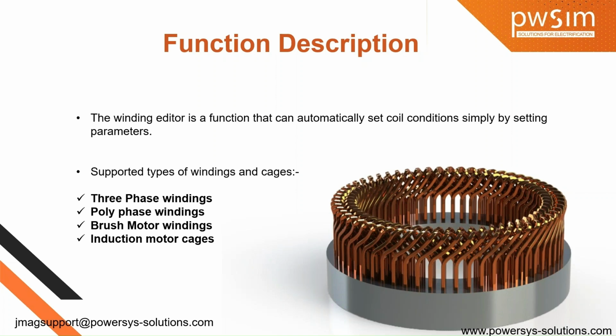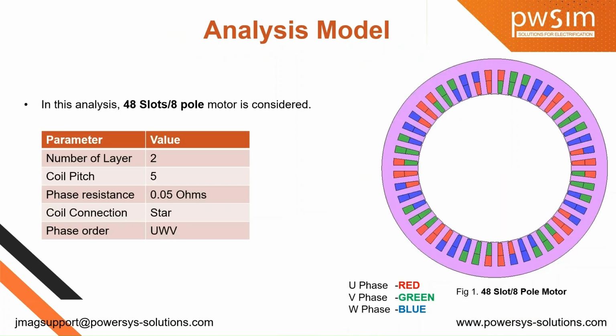So the first one is three-phase winding, the second one is polyphase winding, the third one is brush motor winding, and the last one is induction motor cages.